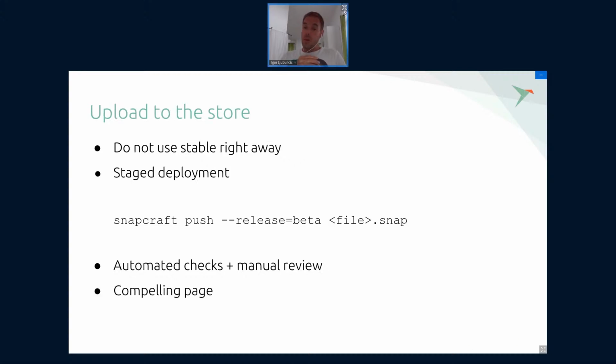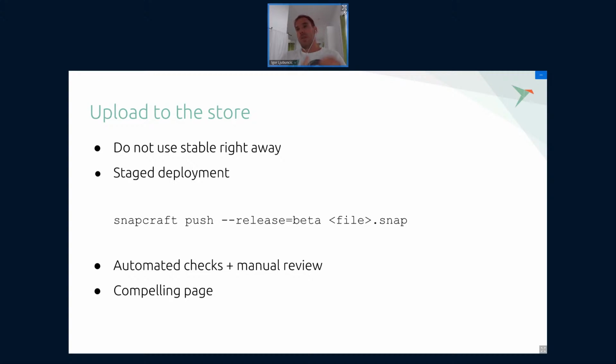So like I said, when you upload to the store, don't use stable right away. Start with something less stable. There will be an automatic check of your snap, and if it fails for security reasons, then there will be a manual review by the store team.